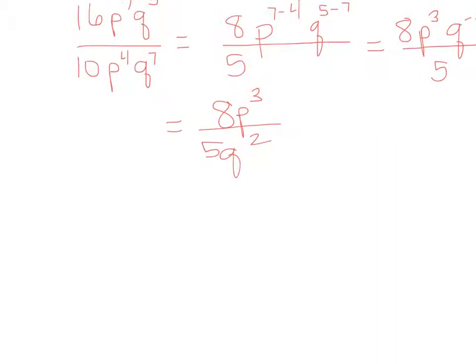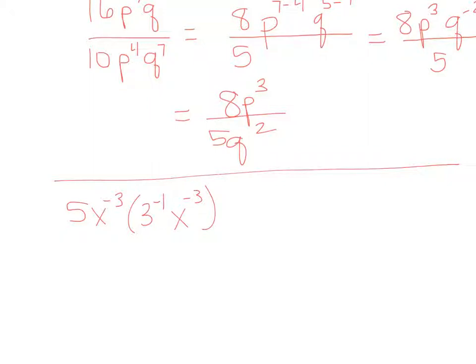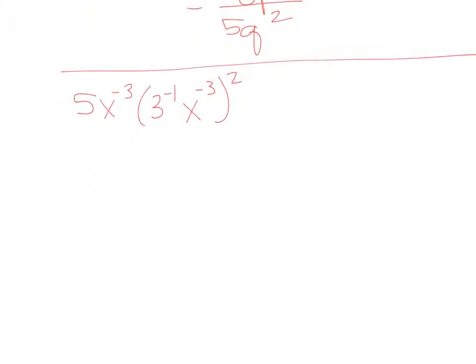Okay, one more example. 5x to the negative 3 times the quantity 3 to the negative 1, x to the negative 3, that whole thing with an exponent of 2. Okay, let's just take this piece by piece, starting with that 5x to the negative 3. Well, we can write that x to the negative 3 as the reciprocal of x to the 3rd, and so 5 would be in the numerator, so 5 over x cubed.